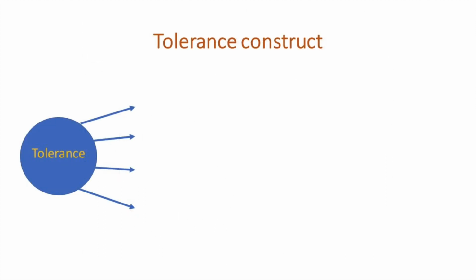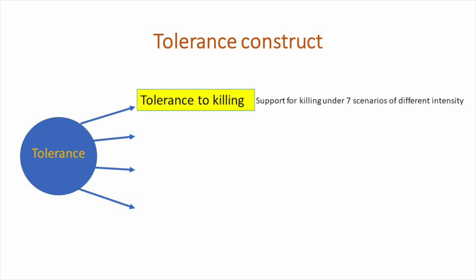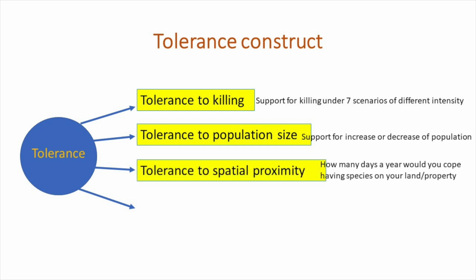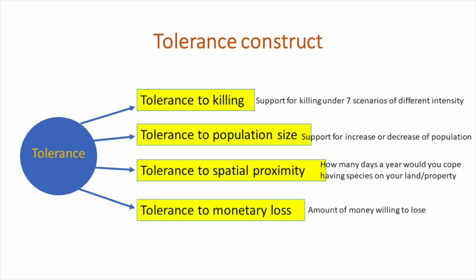So we operationalize tolerance using 4 constructs. The first one is tolerance to killing a species. So this is measured as support for killing a species under 7 different scenarios in increasing severity. The second one is tolerance to population size, so would you support an increase or decrease of the population. The third is tolerance to spatial proximity, so how many days a year are you willing to cope with having a species on your property or your land. And the last one is tolerance to monetary loss.